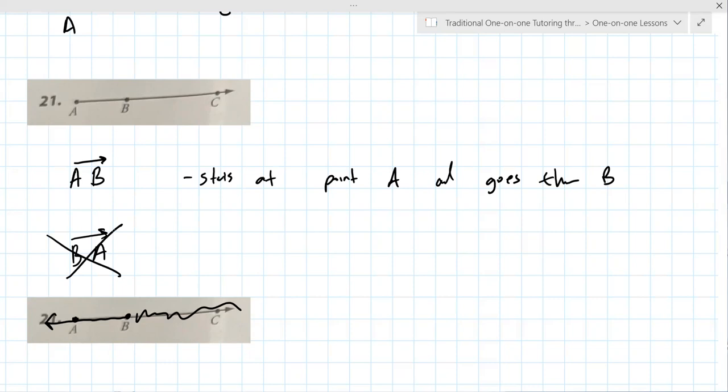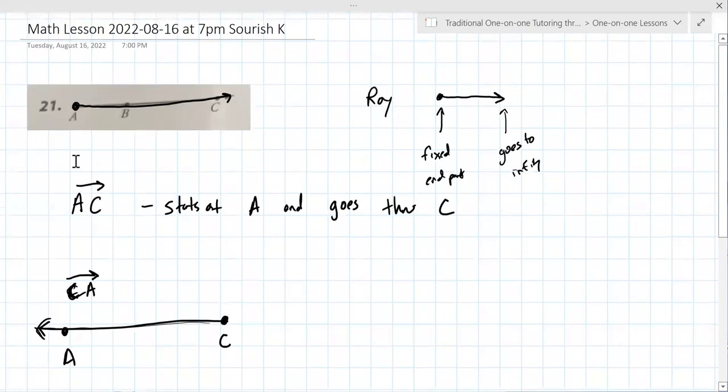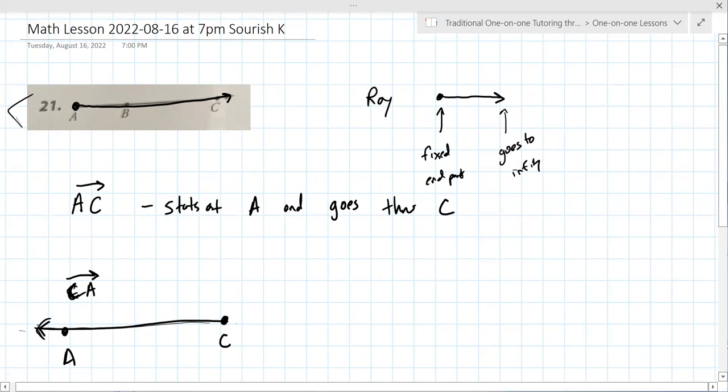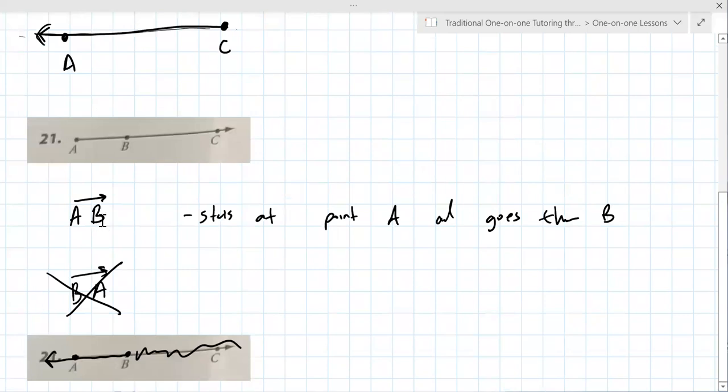So first it's AC and CA. No, you cannot say CA because that means it starts at C and goes through A, but goes to the left forever. So I was saying A to C. Yes, that's correct. But then the second one is A to B, ray AB. We can't go back because it only points in one way. That's right. It's like a one-way street. It has to go down only one direction. It has to go straight. It cannot go back.